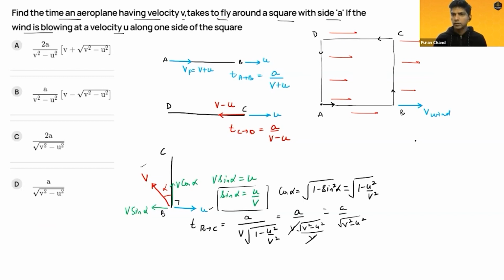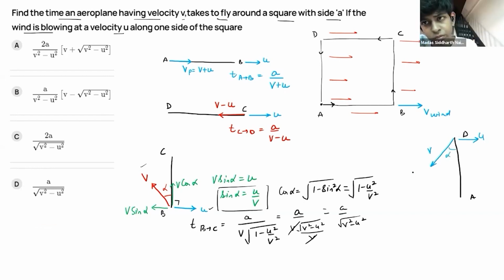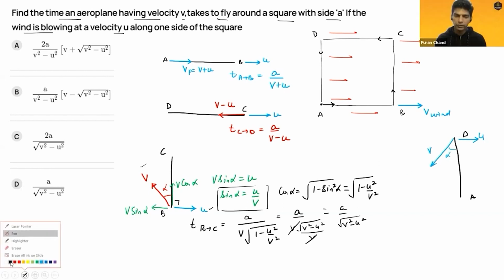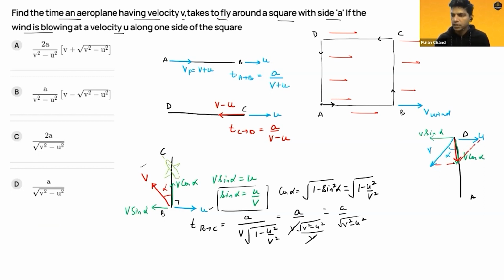Let us now see D to A. So this is D and this is A. Wind is blowing in this direction. So the velocity of your plane has to be in this direction. Again you will have the same speed. Again we take its components: this component will be v sin alpha and this component will be v cos alpha. Clear? So here also v cos alpha will be the same, so the time from D to A is the same as a upon square root of v square minus u square. Clear?